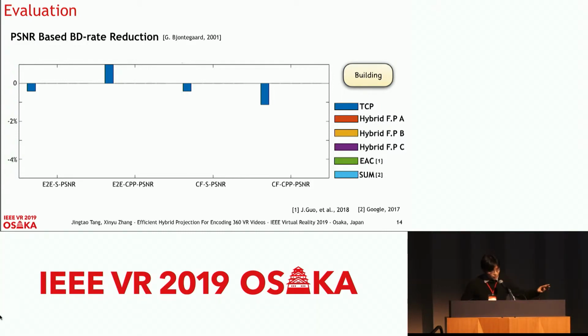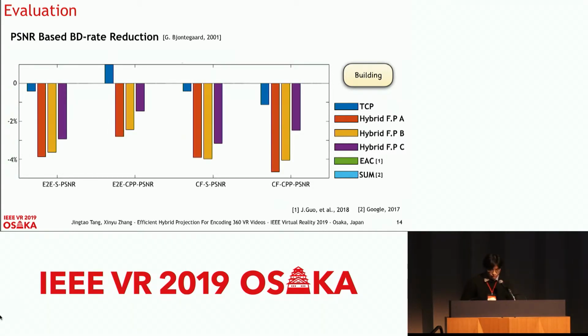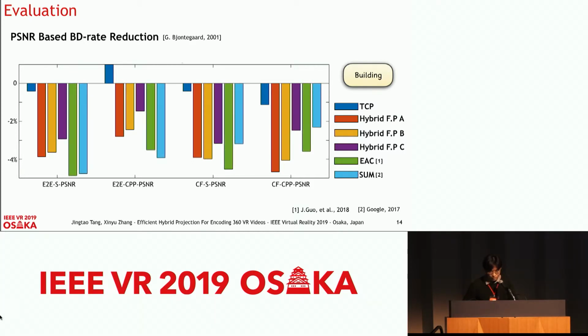First, we see the transverse cylindrical equal area projection. Since it is an equal area projection, we can see that it has some performance improvement. Next, we see the hybrid projection BD rate reduction. We can see that it has huge reductions. And now we see two state-of-the-art projections, equiangular cube map and seamless uniform mapping projection. In some scenarios, hybrid projections are better than them.